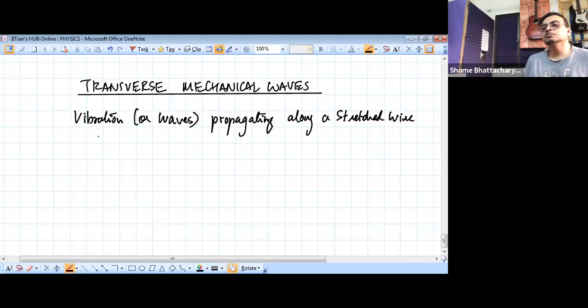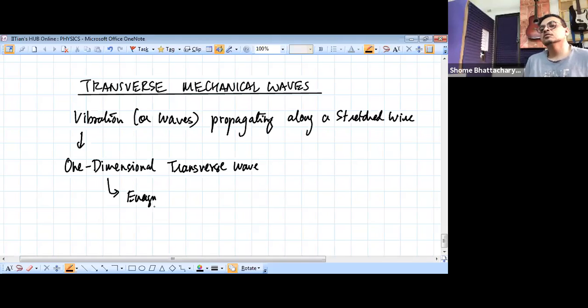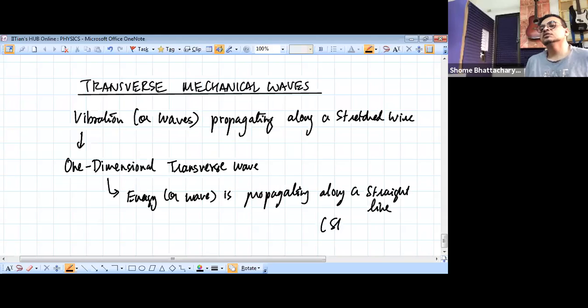So thereby these will constitute what we call one-dimensional transverse waves, because the energy or wave is propagating along a straight line, which is basically the stretch. Hence the term one dimension.